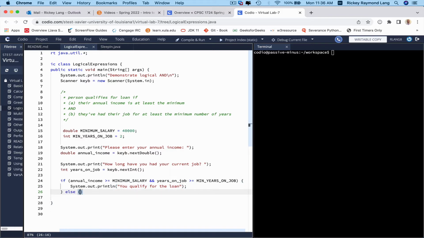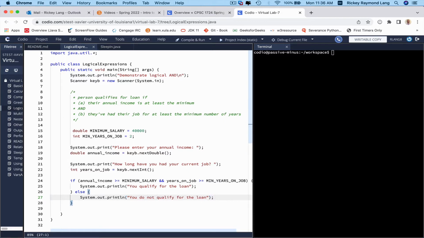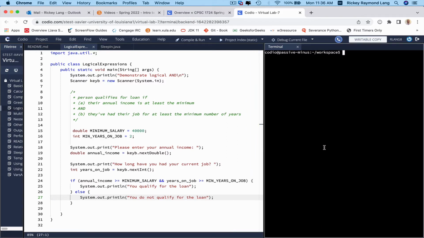Else, you do not qualify for the loan. So take a look at that. Java logical expressions. Please enter your annual income.